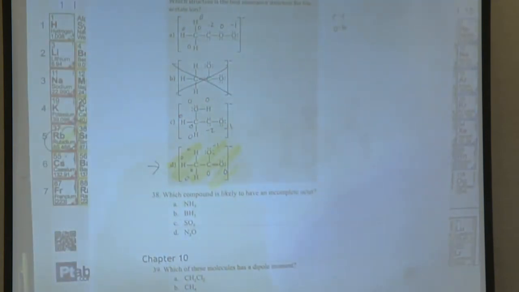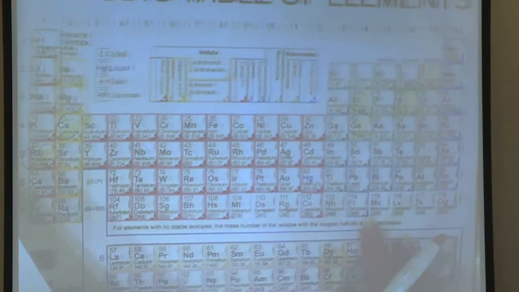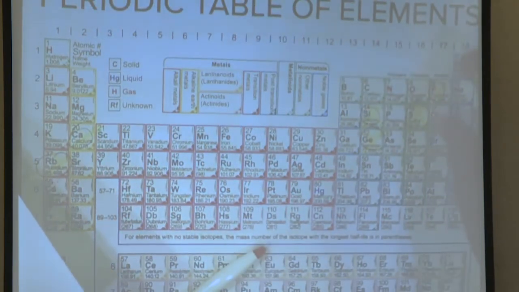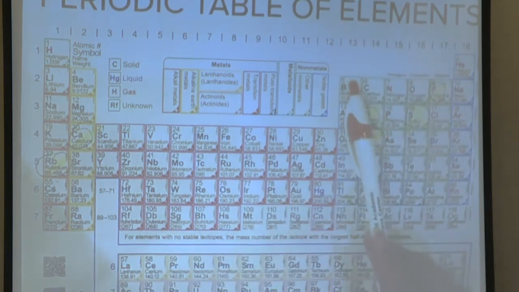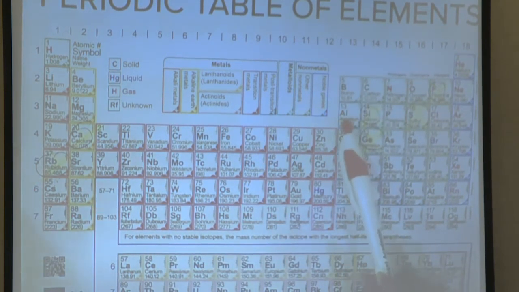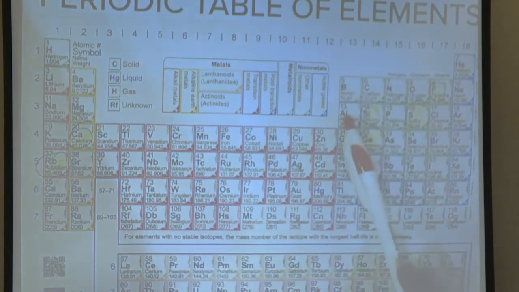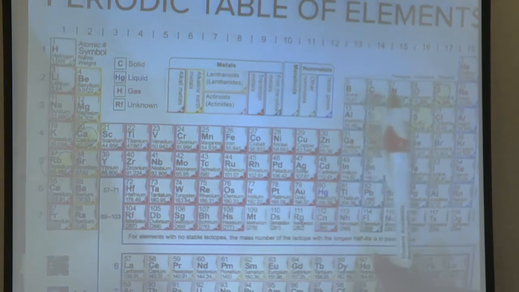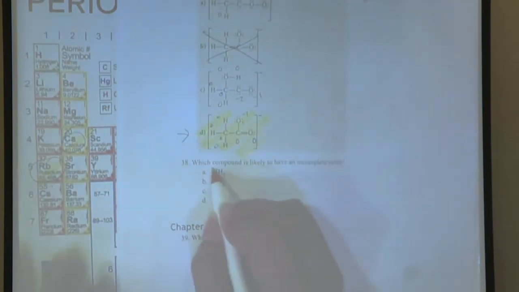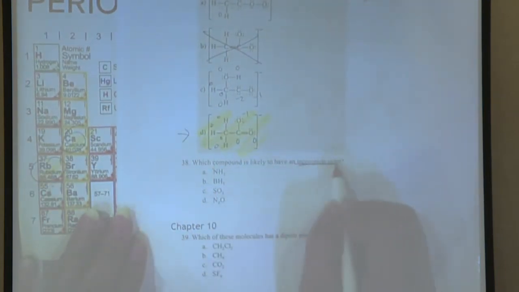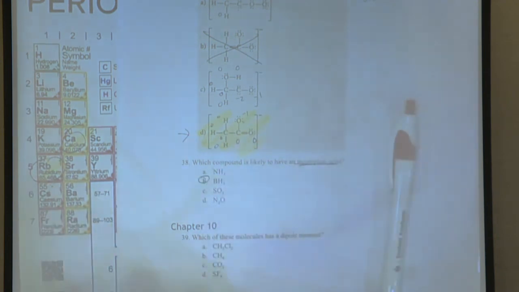38, which compound is likely to have an incomplete octet? So this is just another memorization question. As you know, the octet rule is not really a rule because it really only applies to the first 3 rows. But even within those first 3 rows, aluminum and boron are allowed to have 6 electrons at times. They're perfectly stable that way. Whereas carbon, if it only had 6 electrons, it would probably be explosive or something. But boron and aluminum are the central atoms that are okay with having an incomplete octet. So the only one here that makes sense is B.